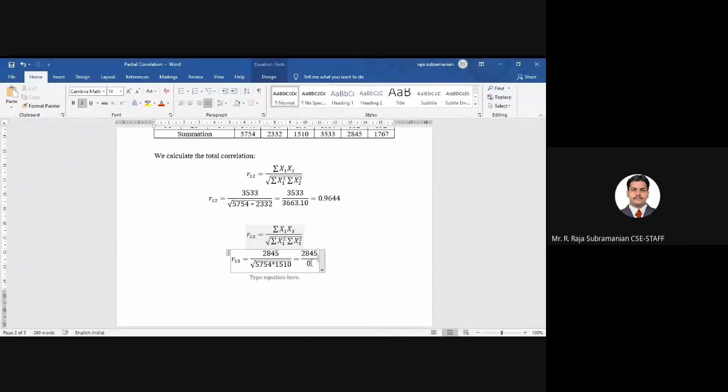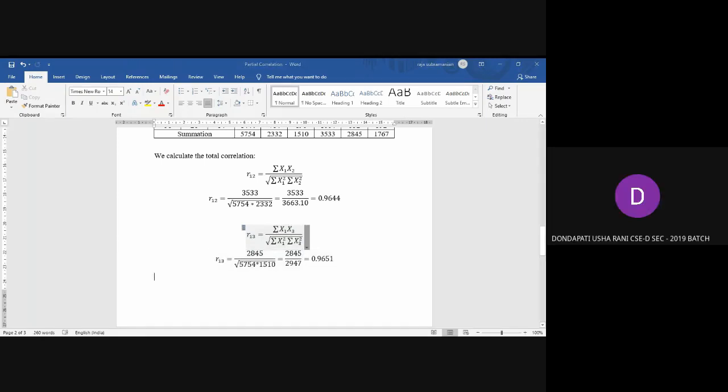Can you please say the denominator? 2947, sir. Okay, 2947 in the denominator, which gives 0.9651. So everyone got the same answer, right? Or does anybody have a different answer? Please be unmuted, everyone. That will be nice. Thanks, Usha. Boys also.